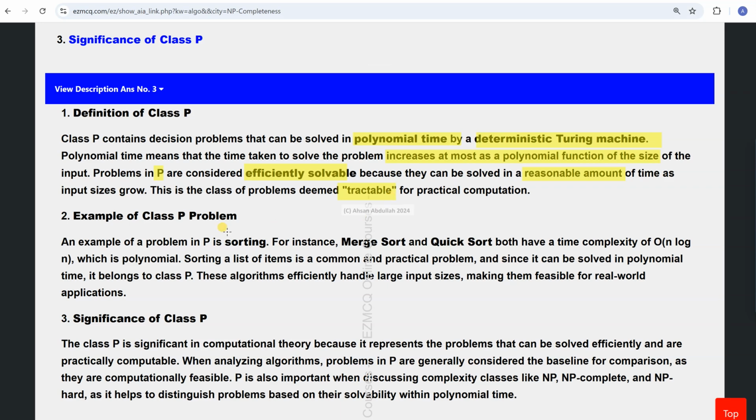These problems are deemed to be tractable problems. For example, sorting, quick sort, merge sort, and searching algorithms are feasible for real world applications. The significance of P is that these problems can be solved efficiently and are practically computable, because the number of steps are polynomial, not exponential, and they are considered as a baseline for comparison. Why? Because they are computationally feasible. We will discuss further NP, NP complete and NP hard with reference to the P class of problems, and based upon this, we can distinguish these problems. So this is the importance or significance of class P problems.